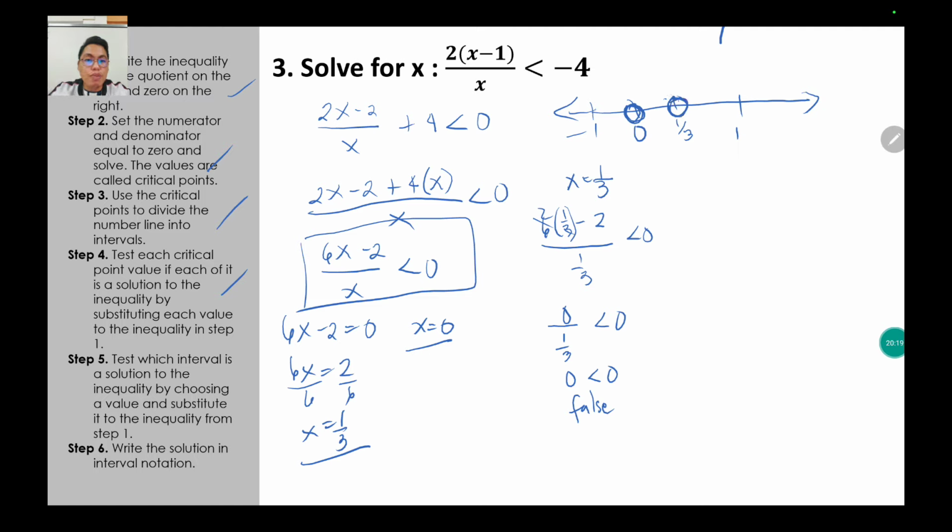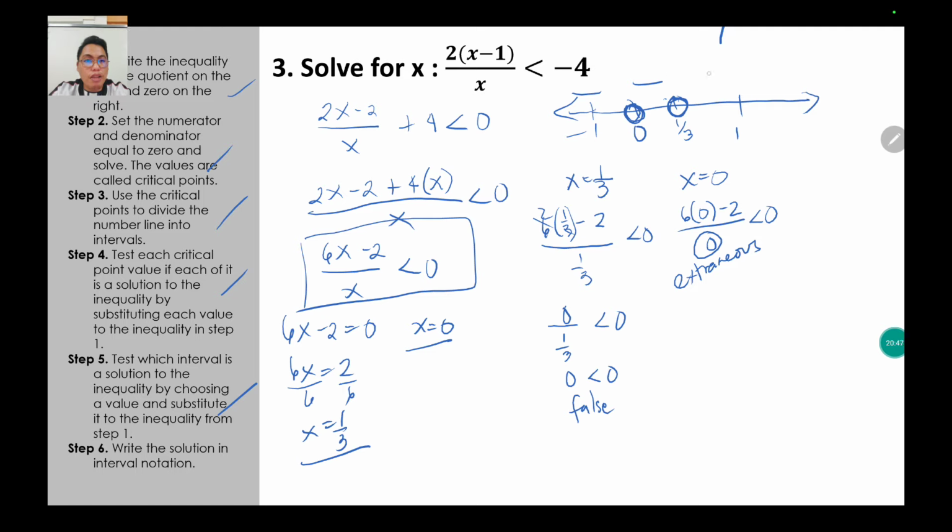And then we now proceed with x equals 0. So 6 times 0 minus 2 over 0 is less than 0. Nag-0 to extraneous ulit yan. So dahil extraneous yan, hindi natin din isa-shade si 1/3. So wala tayong shaded dyan. So we will not use bracket on our final answer kasi walang included sa ating points. Let's now go to step number 5, test of interval.